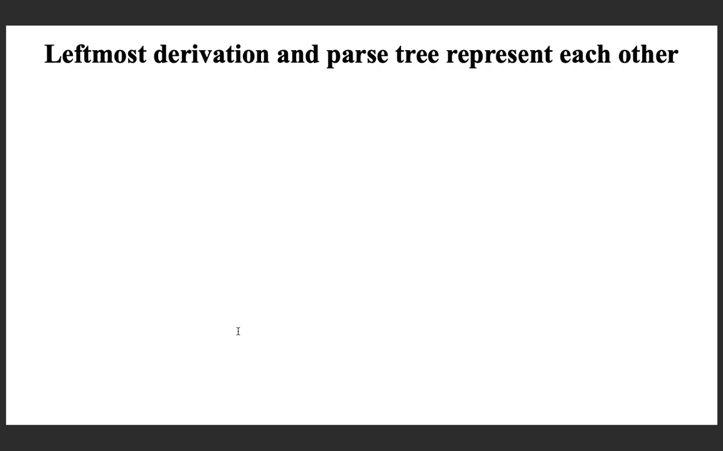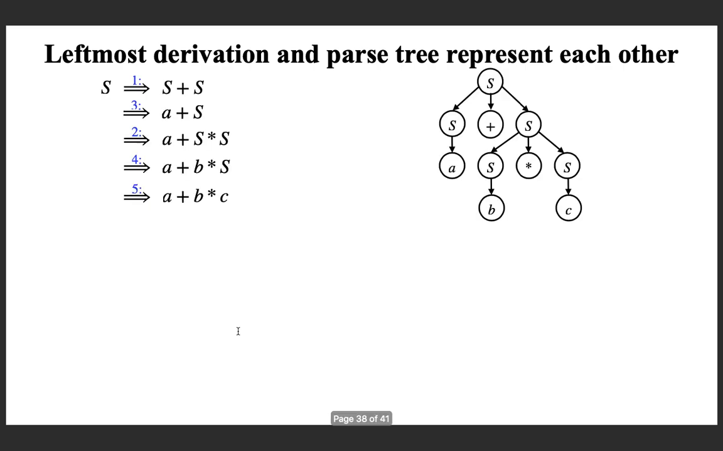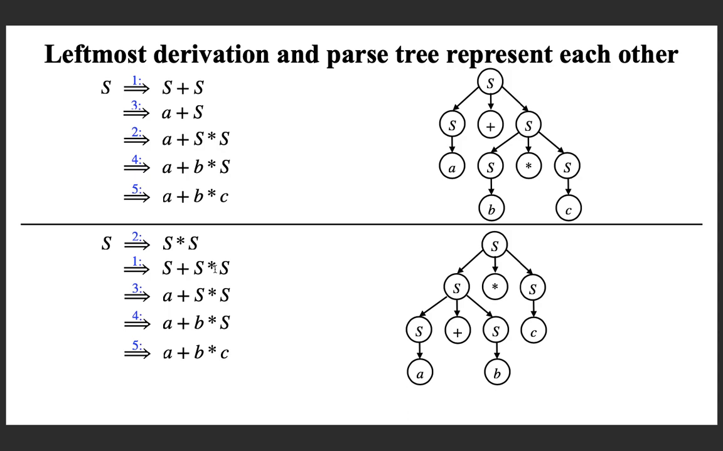We saw that leftmost derivations and parse trees represent each other, a kind of equivalent. So, given this leftmost derivation, this is the unique parse tree representing it, and we have seen another leftmost derivation for the same sentence, and this is the parse tree for it, and see that they are different. Here you are applying S plus S as the first rule, here S star S, and you can see that these two are different trees.